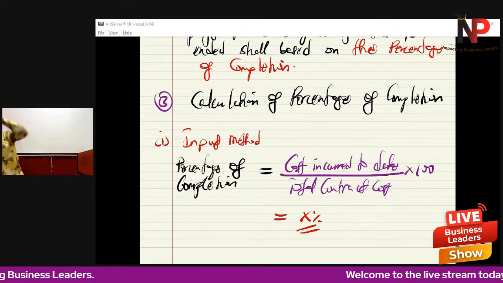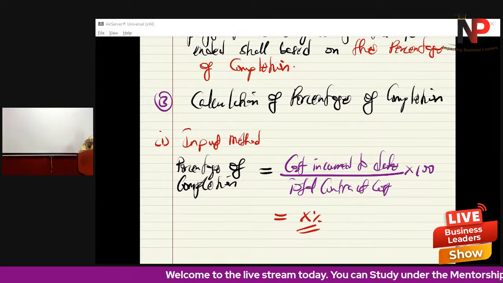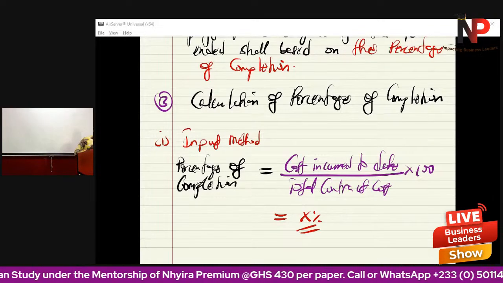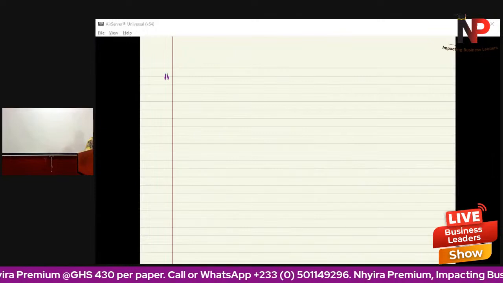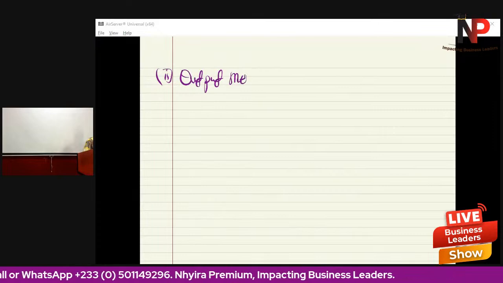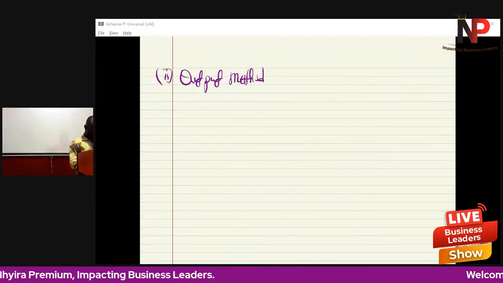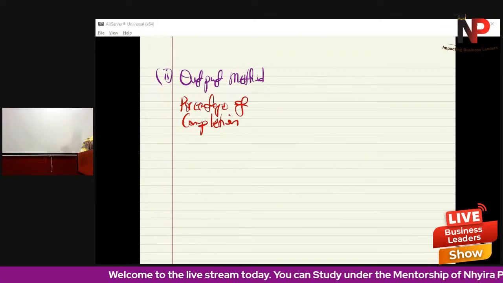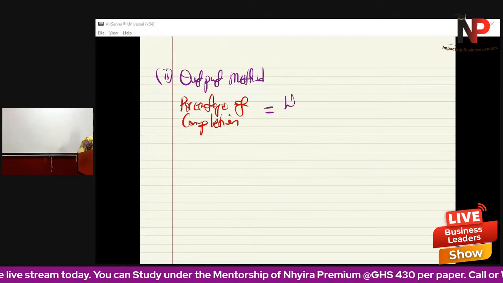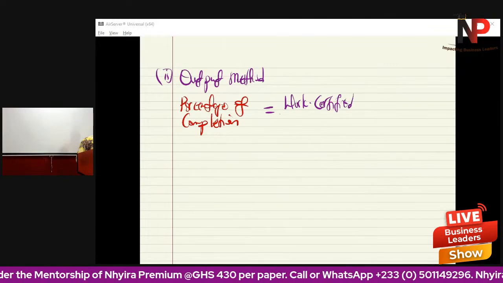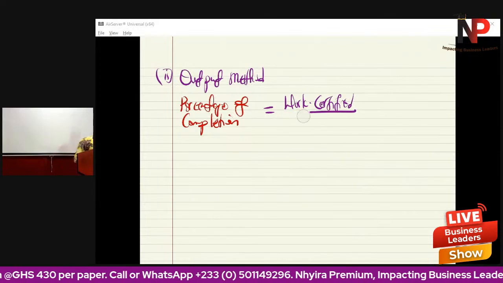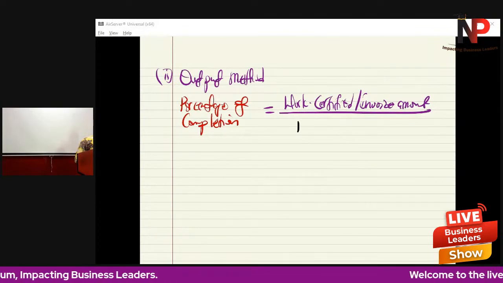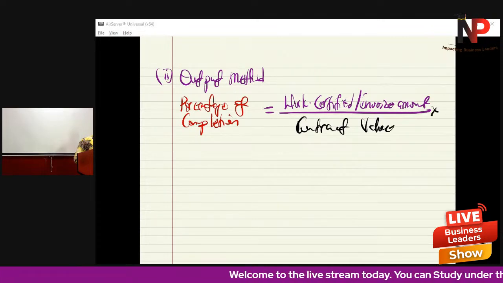So the amount of revenue to be recognized for the year under review will depend on the percentage of completion. And so there are two methods to calculate the percentage of completion. The input method, that is the first thing you are seeing here. Then the output method. With the output method, the percentage of completion will be equal to the work certified, or invoice amount, divided by the contract value or the contract price, times 100.